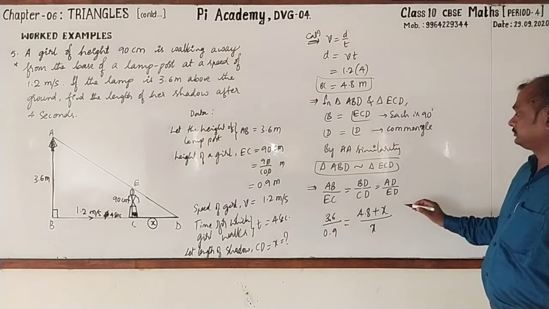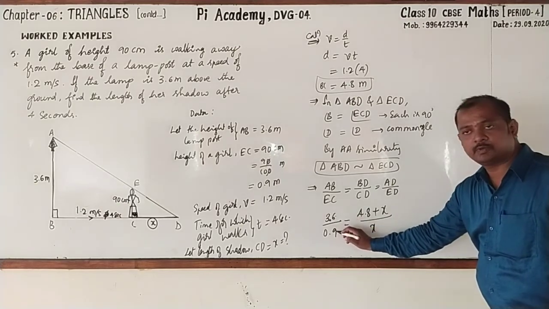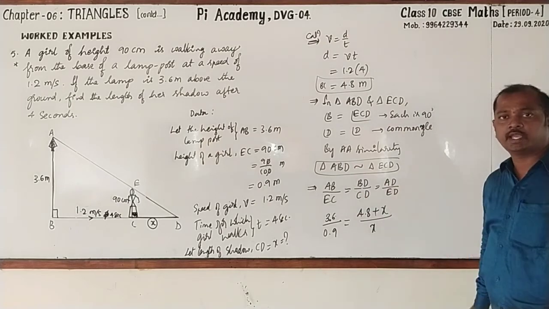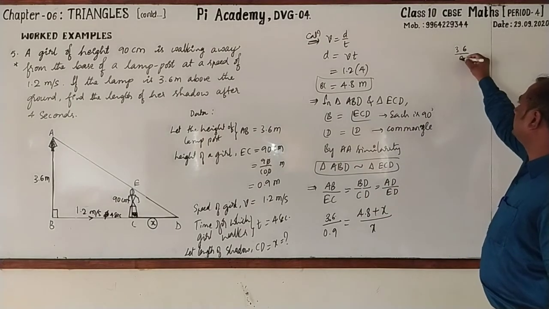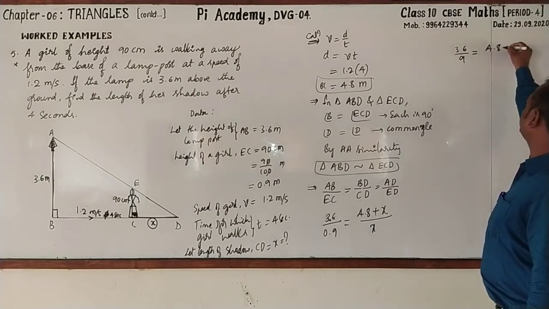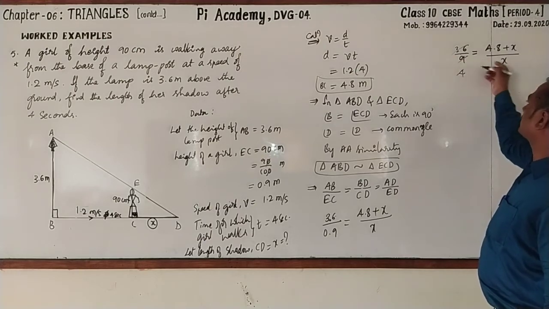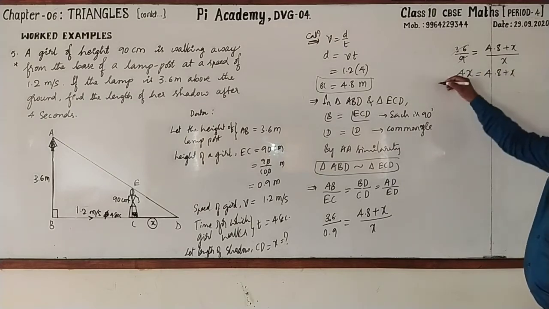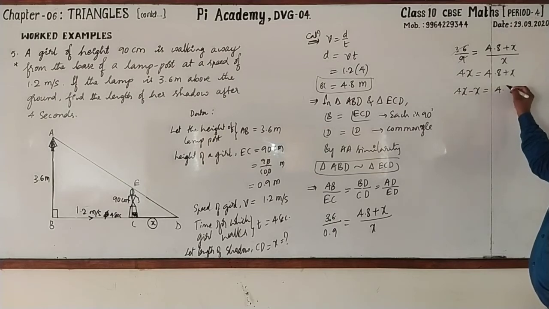Next, let's simplify. After the decimal there is 1 digit, so you may write it as 36 by 9, or else directly cancel. So 36 by 9 is equal to 4.8 plus x by x. It is 1s are 4s are, cross multiply. 4x is equal to 4.8 plus x. Transfer x to the left hand side: 4x minus x equal to 4.8.